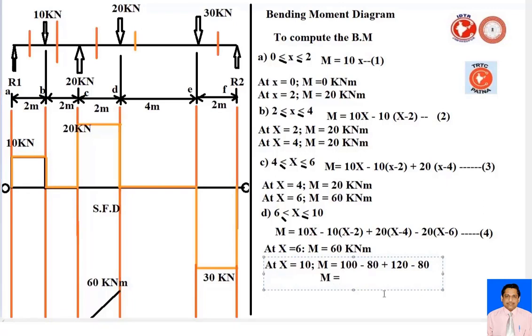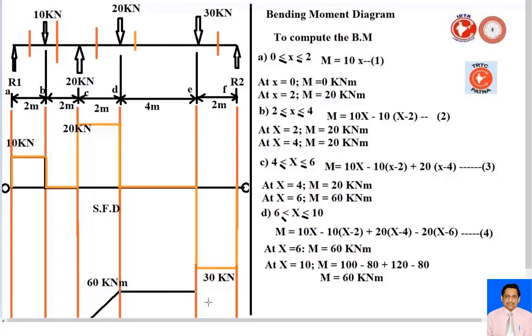Here we compute the moment: 220 minus 160. So 220 minus 160 is the value of 60 kilonewton meter. Again, from point D to E, it is 60 kilonewton meter. And now till E, 60 kilonewton meter.